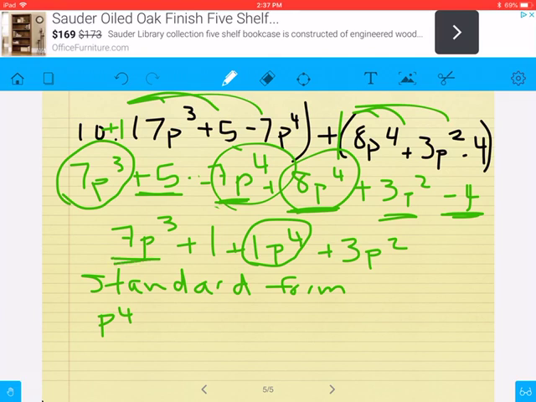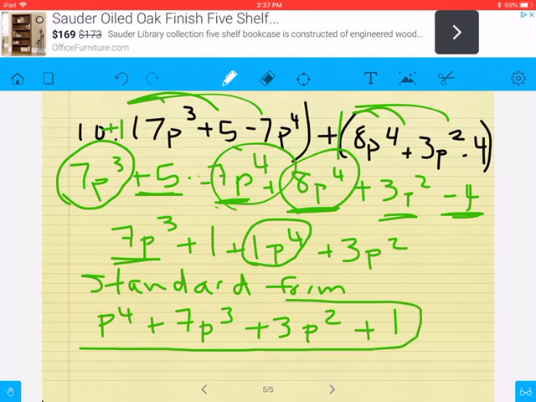And then our next highest is that p to the 3rd, so I'm going to add 7p to the 3rd. And then we've got 3p squared. And then we have that 1. Remember that would be p to the 0th power, but we don't have to write p to the 0 because it's equal to 1.